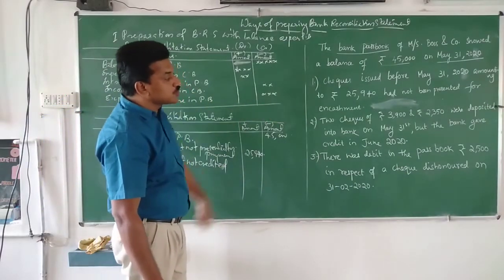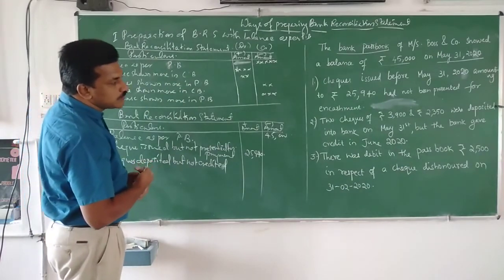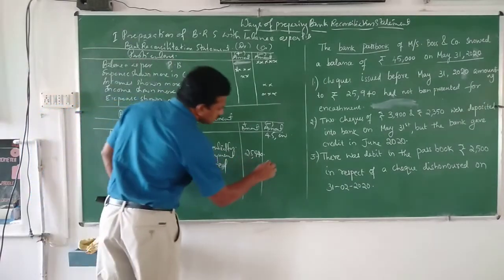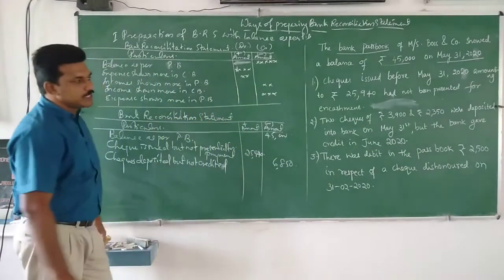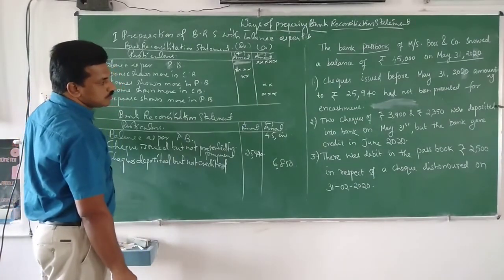3,900 and 2,350. So 6,850. Is it right? Okay.